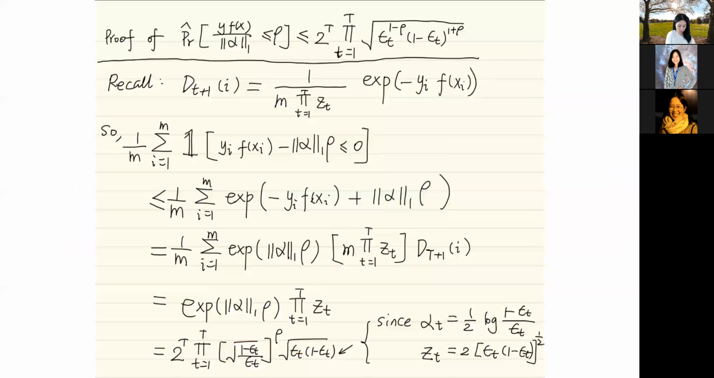Okay, if there are no more questions, I'm going to proceed to the proof of the second step, this margin distribution. We want to prove that this fraction, and this is very important, I'm using probability with a hat. This just means the empirical one. So it's a fraction of training examples such that the L1 margin is smaller than or equal to rho. It is not the true distribution. So you want to prove that this empirical distribution of margin being smaller than or equal to rho is upper bounded by this term. How do you do that?